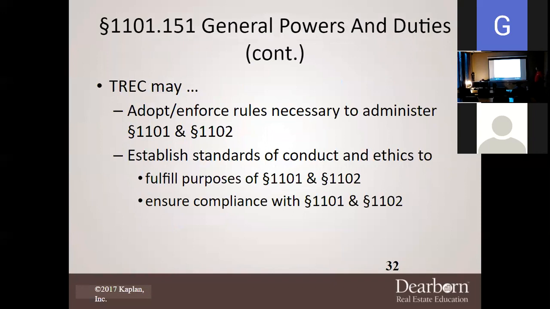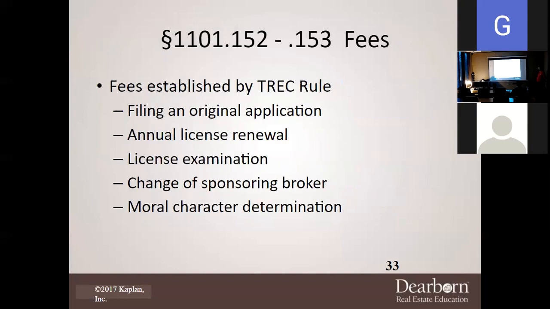TREC further can adopt and enforce different rules that are necessary to administer subsections 1101 and 1102. And they can also establish the standards of conduct and ethics to fulfill the purposes of 1101 and 1102, further ensuring compliance with 1101 and 1102 as well. Okay. And if you're wondering what is this 1101 and 1102, just look up at the top left-hand corner here. That's what we're talking about. Okay. So everything we're talking about is just saying that TREC has the right to do this.